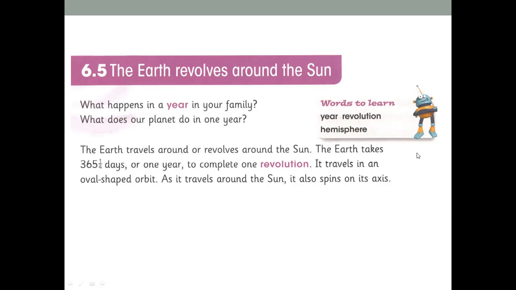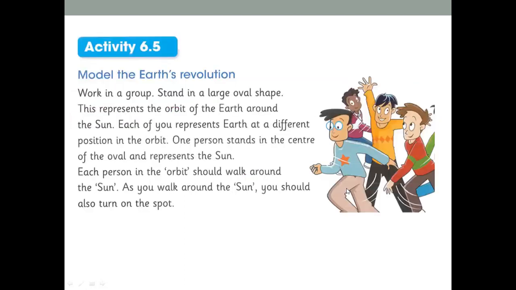Don't forget this word. It travels in an oval-shaped orbit. As it travels around the sun, it also spins on its axis. Model the Earth's revolution. Work in a group, stand in a large oval, and this represents the orbit of the Earth around the sun. Each of you represents Earth at a different position in the orbit. One person stands in the center of the oval and represents the sun. Each person in the orbit should walk around the sun, and as you walk, you should also turn on the spot.